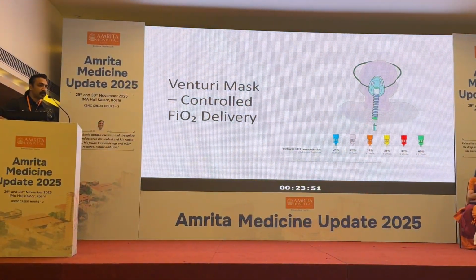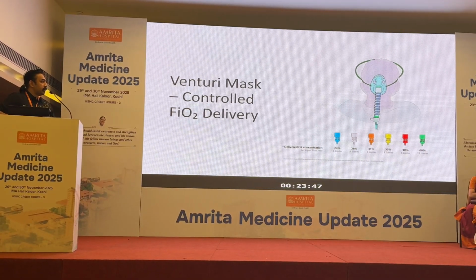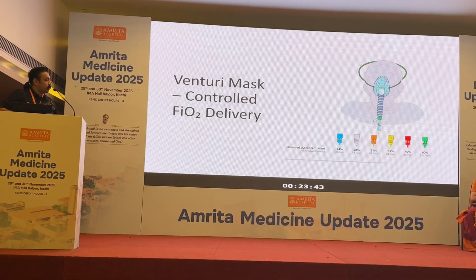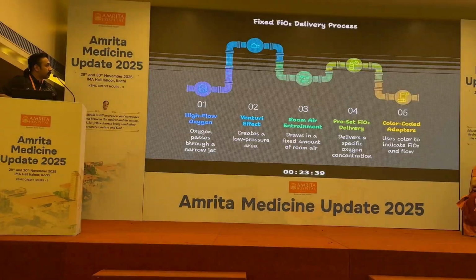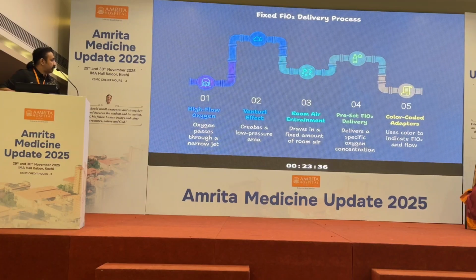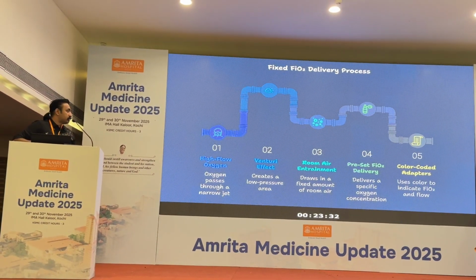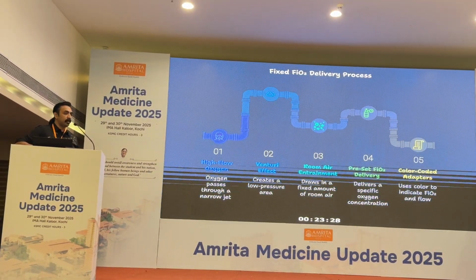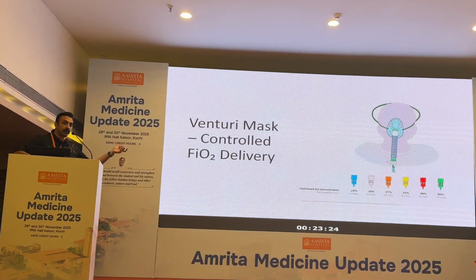So this is something which is very useful, but we have very limited experience in our center. That is a Venturi mask. Again, you have the multiple color codes there. So you set the flow, and based upon the color, that's the FiO2 which is being delivered, right? Here the oxygen passes through a narrow jet which creates a negative pressure area, and this draws in a fixed amount of room air, and this delivers a specific oxygen concentration. Based upon the color code you can maintain the FiO2 and flow.